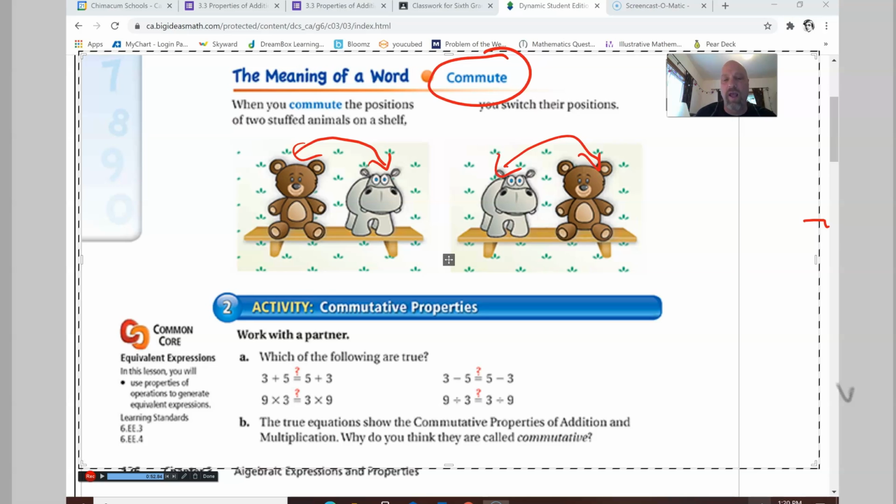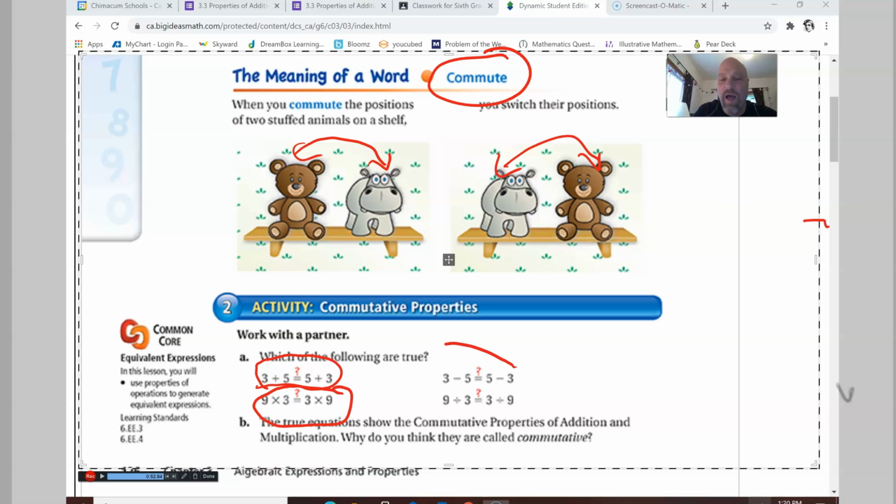And that works again, like I said earlier, with addition. We can see down here, 3 plus 5 is the same as 5 plus 3. They both equal 8. How about 9 times 3? This seems obvious. They both equal 27. 3 times 9 is the same. And we've already used this property when we were multiplying fractions. That's how come we could cross cancel.